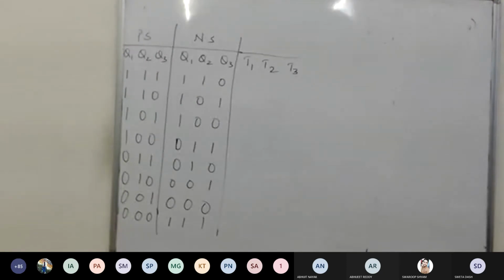Do you think you find any difference in the circuit? Yeah, because of the arrangement, the T1, T2, T3 state equations might be different. Okay, but draw the circuit and then place them with each other and then check out.